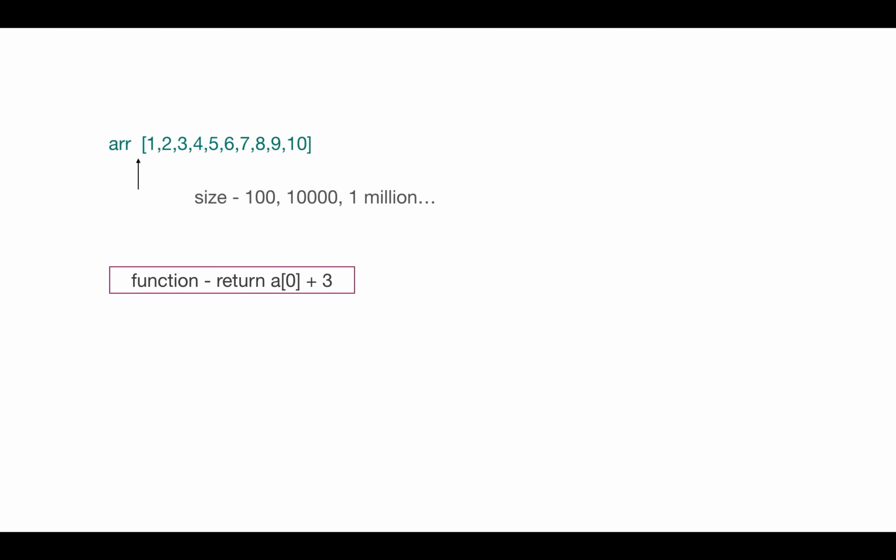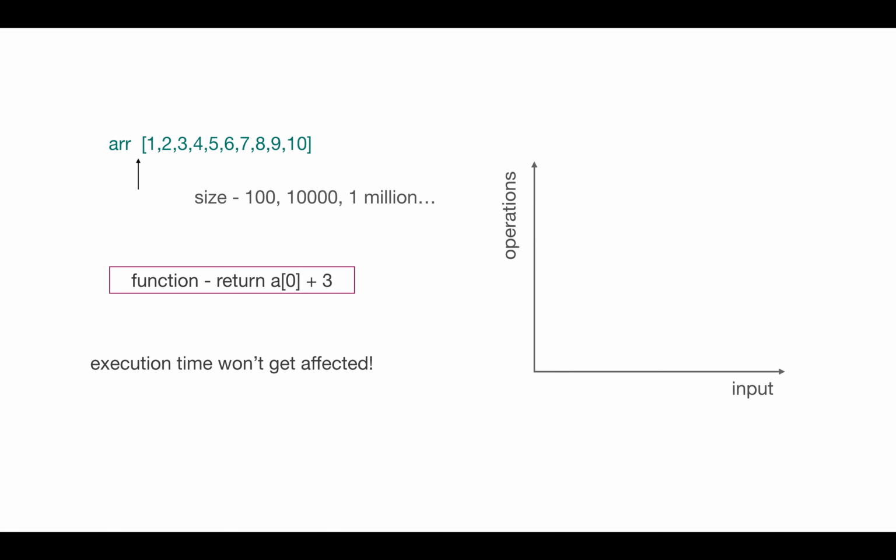Why? Because we don't have to iterate through the array to get to that index. We already know the index, and we're just getting the value from that index and then adding 3 to it. If we show it in a graph for any value n, the number of elementary operations will be constant. So it will be just a straight line.